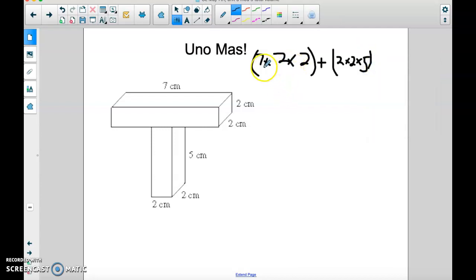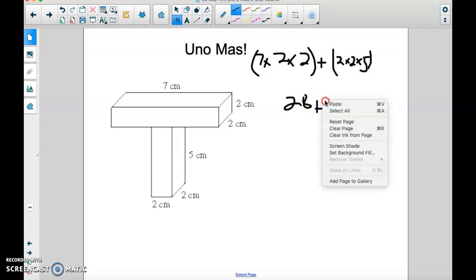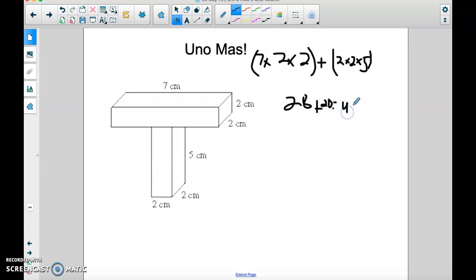And then, what do we say this was? 28 plus 20 equals 48. And because they give us these centimeters, the way we would write this with units would be centimeters to the third power. Okay? So this would be my final answer.